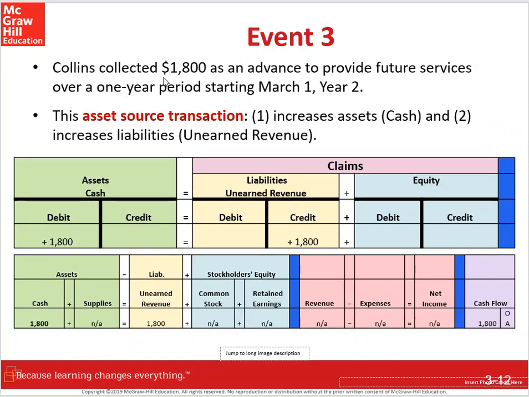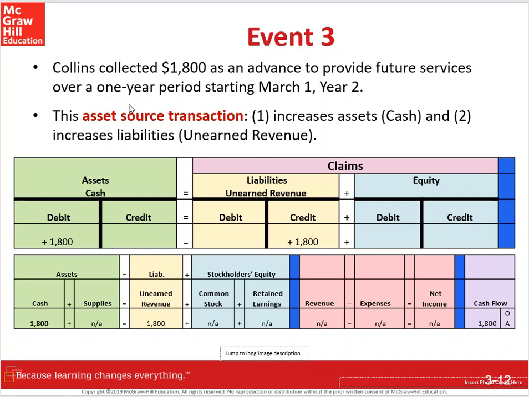Event 3, Collins collected $1,800 as an advance to provide future services over a 1-year period starting on March 1st, year 2. Do you remember what that's called? We received money, but we haven't done the work yet. Hopefully you said unearned revenue. And if you remember, unearned revenue is a liability. It's a liability because we owe somebody that work. We have an obligation to perform that work, or at a minimum, we need to give them their money back. So until we've actually done something to earn that revenue, it remains as a liability called unearned revenue.